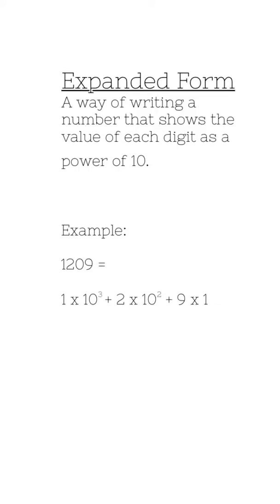All right, next step is expanded form. So expanded form is a way of writing a number that shows the value of each digit as a power of 10. So for example, if I had the number 1,209, in expanded form, I would write 1 times 10 to the third, because that represents 1,000. Then I would do 2 times 10 to the second, which represents 200. And then I would do 9 times 1, which represents 9.